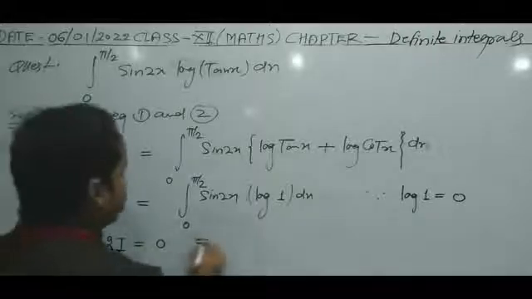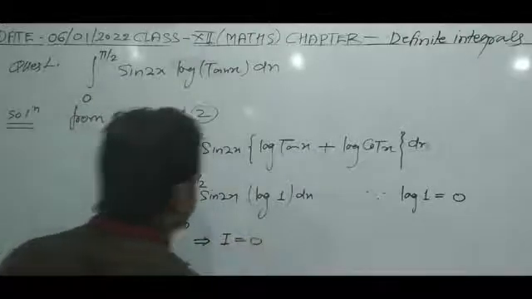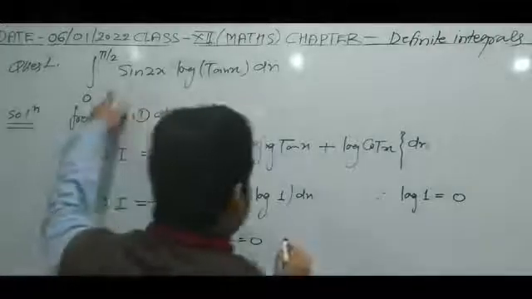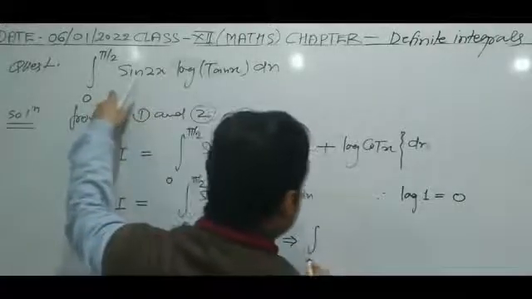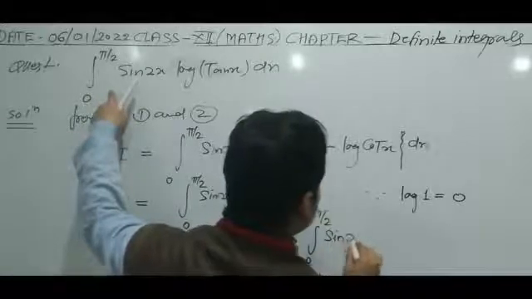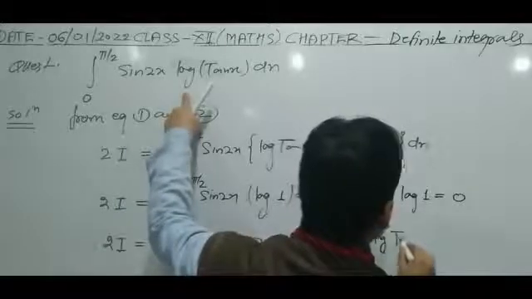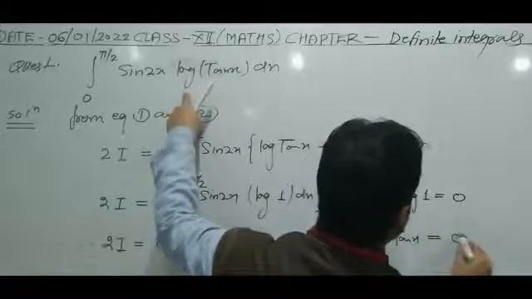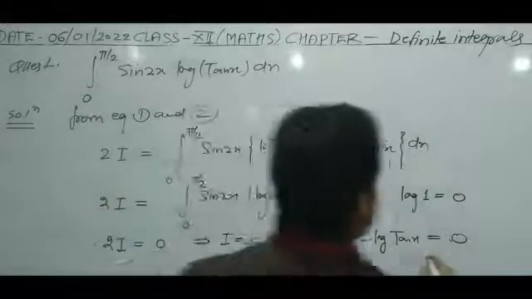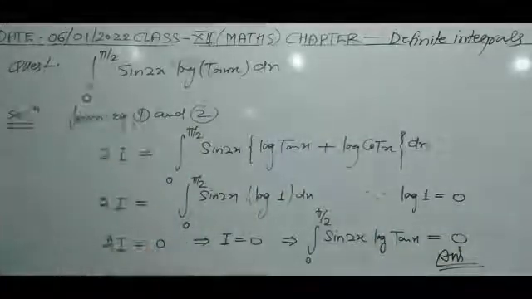This implies I is equal to 0. And now this I we can write as integration over 0 to pi by 2 of sin 2x into log of tan x is equal to 0. Now this is the answer. You can see, this is the answer.